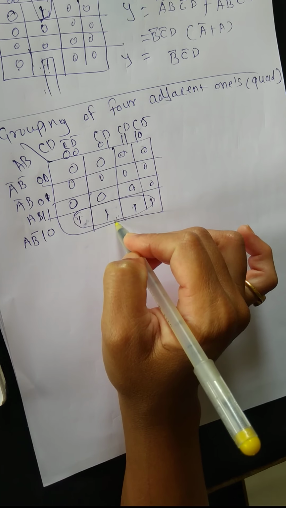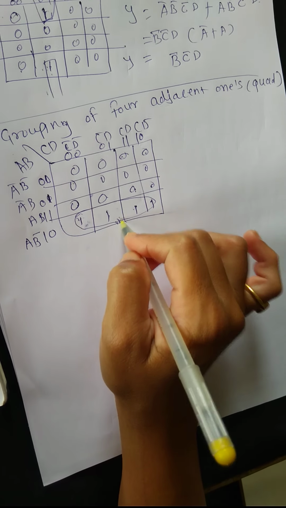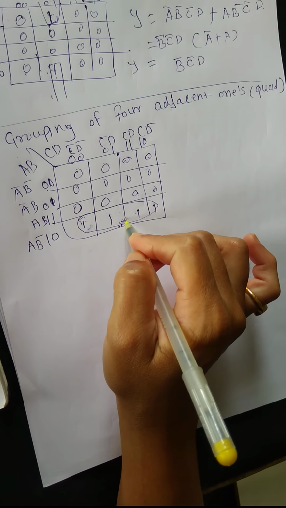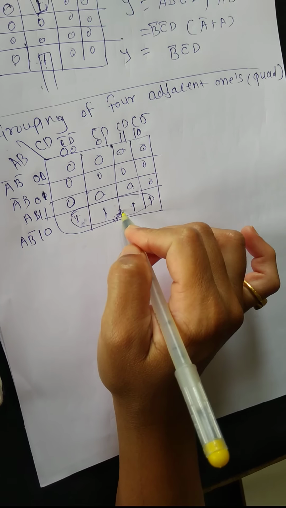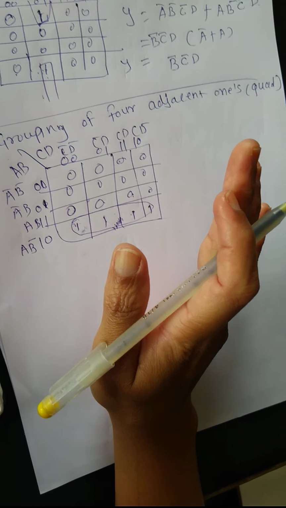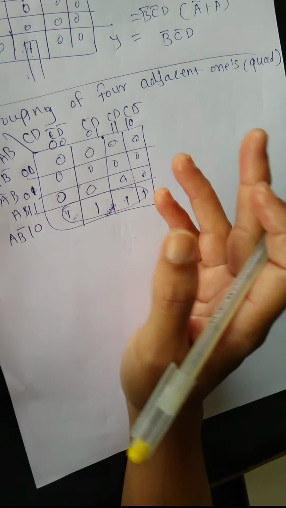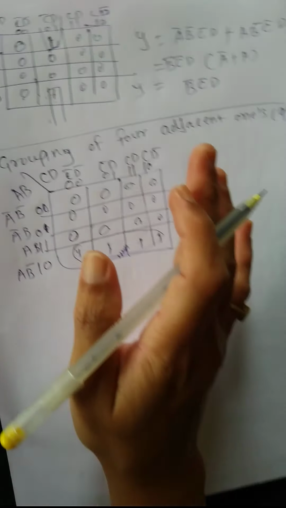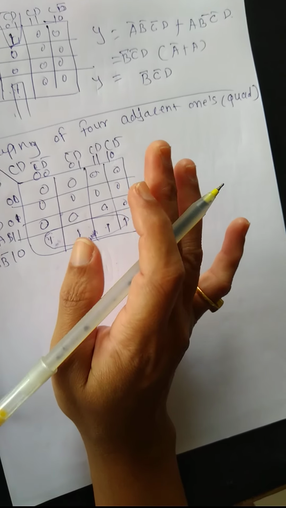So that is called a quad. After forming the quad, a simplification takes place in such a way that the variables that are not the same will be eliminated. That is the logic you have to remember: in a quad, two variables are eliminated and two variables remain. This is the logic for four adjacent ones.